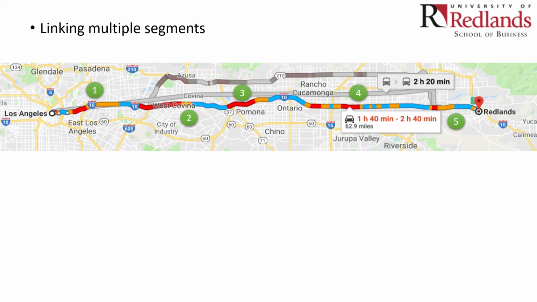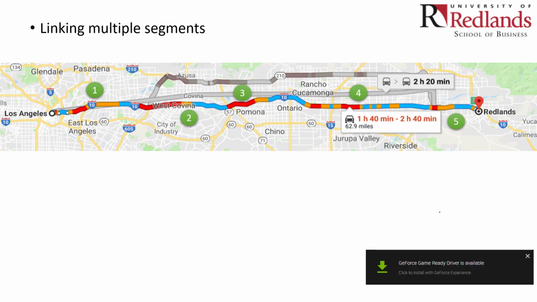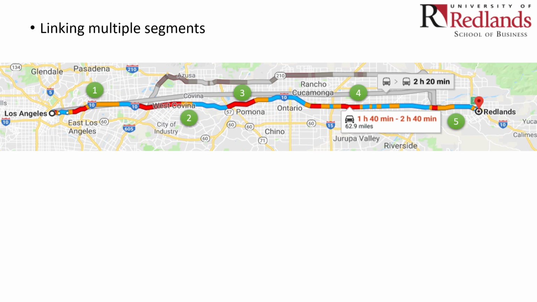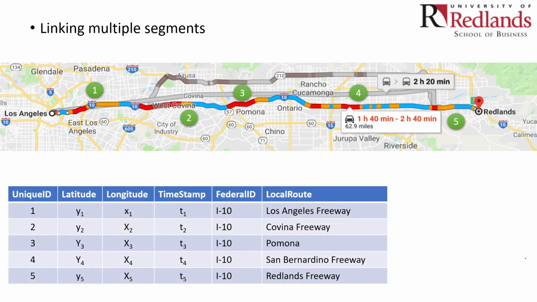So I'm in Los Angeles and I want to drive to the university campus in Redlands. Here we go. Well, here's what it looks like. It looks like we have from 1 to 2, we have x1, y1, time 1, x2, y2, time 2, and we see this relationship right here.